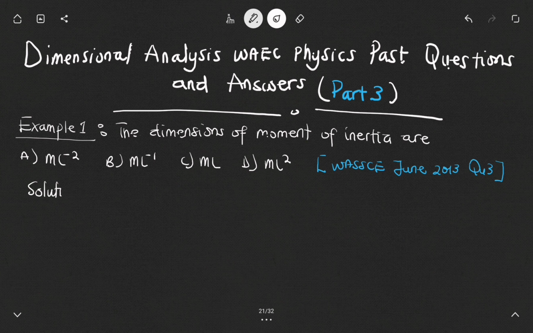So solution. Now, dimensional analysis involves the fact that the student has to know the formula for most of the quantities that we use in physics. So if you don't know the formula, you are going to be found wanting. So I suggest that you memorize as many formulas as possible. Alright, so inertia is given to us mathematically as mass multiplied by radius square.